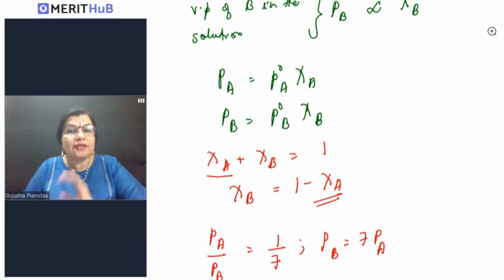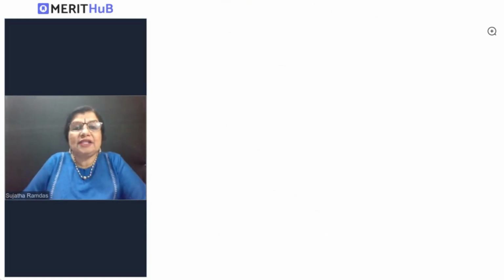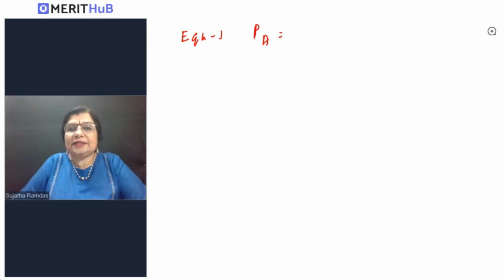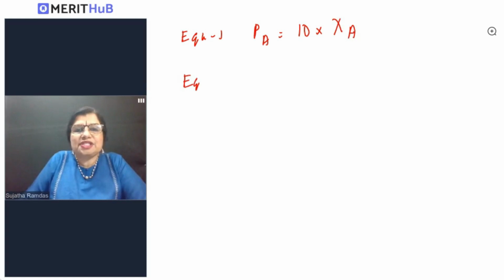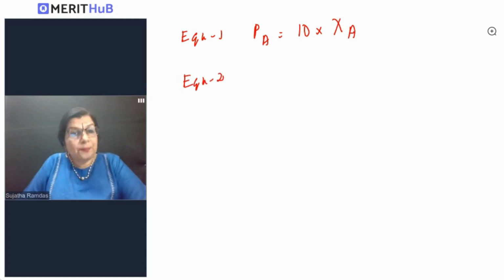Now let's write down the two equations. Okay, let's go to the next page. So we write the first equation, equation 1, as PA is equal to P naught A, and P naught A is 10, so 10 into the mole fraction of A. Equation 2 is PB, so let me rewrite PB. That is 37 into mole fraction of B.